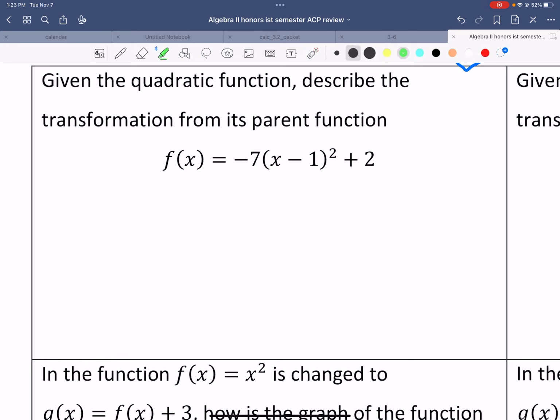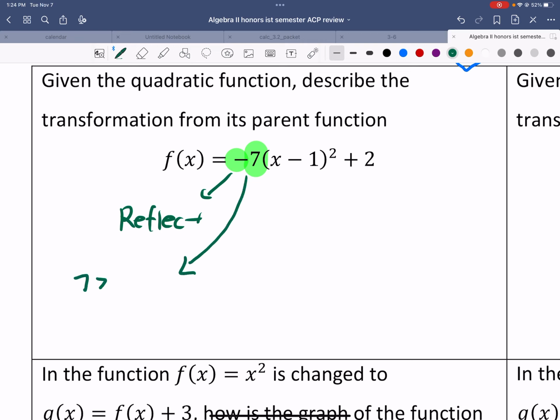So let's do this. Negative 7. We don't care about the negative first; we look at this negative. Negative is reflect, okay? And let's look at the 7. We don't care about negative, as I said. 7 is bigger than 1 for sure. It's not negative 7, we just look at the number. So it's a 7, and we call it vertically stretched by 7.